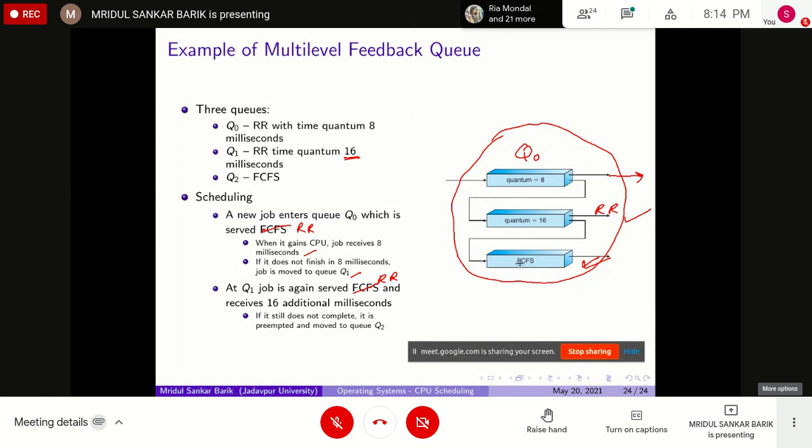So if a process's length is less than 8, it would come to Q0 and exit from Q0 right there. If its length is more than 8, it will go to Q1, and again it would get 16. If its length is less than 24, then it will finish right there. But if its length is greater than 24, then it will be moved to Q2, where it would be scheduled using FCFS. So this is one example of a multi-level feedback queue, right?